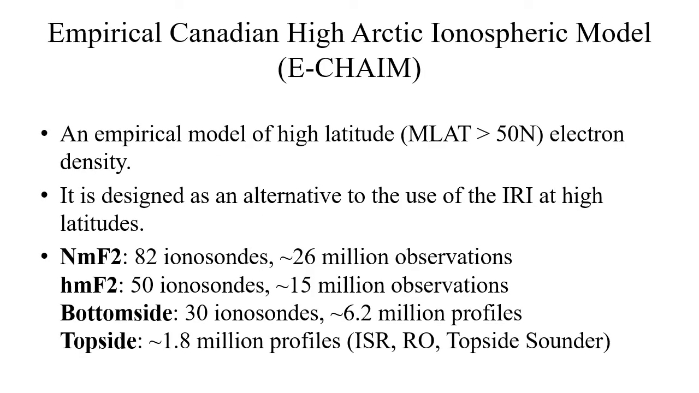So E-CHAIM is an empirical model of the high latitude ionosphere above 50 degrees north geomagnetic latitude. It models electron density in a fully 3D sense, and it was designed as an alternative to the use of the International Reference Ionosphere at high latitudes. The model was built on probably the most extensive data set ever assembled for this type of empirical modeling effort, with over 26 million observations for just the NmF2 model alone, and the various other observations used for the various other components of the model that I'll talk about in a minute.